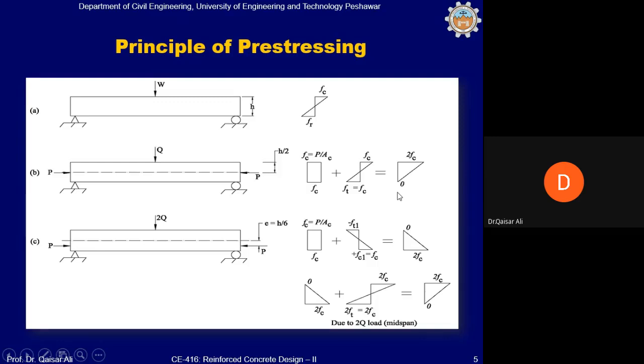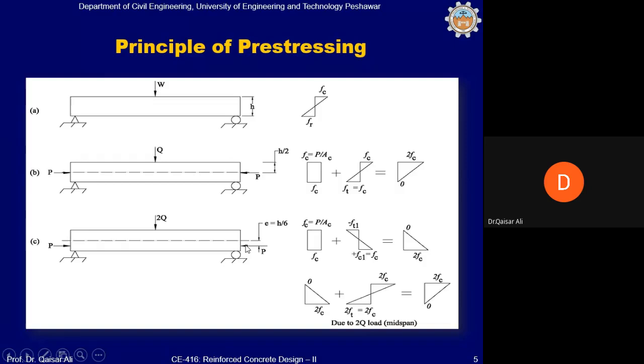Now, let's say that this force P is not applied at the centroid of the beam. This is applied at an eccentricity equal to h divided by 6. h is the total depth of the beam. h by 2 is half of the beam depth, and h by 6 is 1/6 of the beam depth. It is, let's say, applied at an eccentricity below the centroid equal to h by 6.